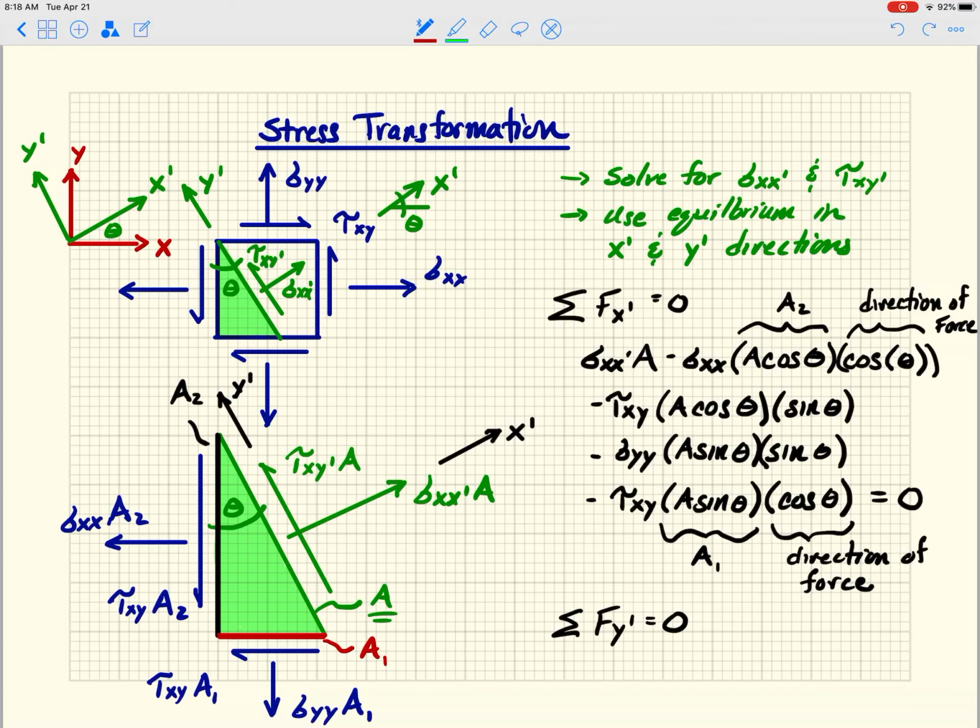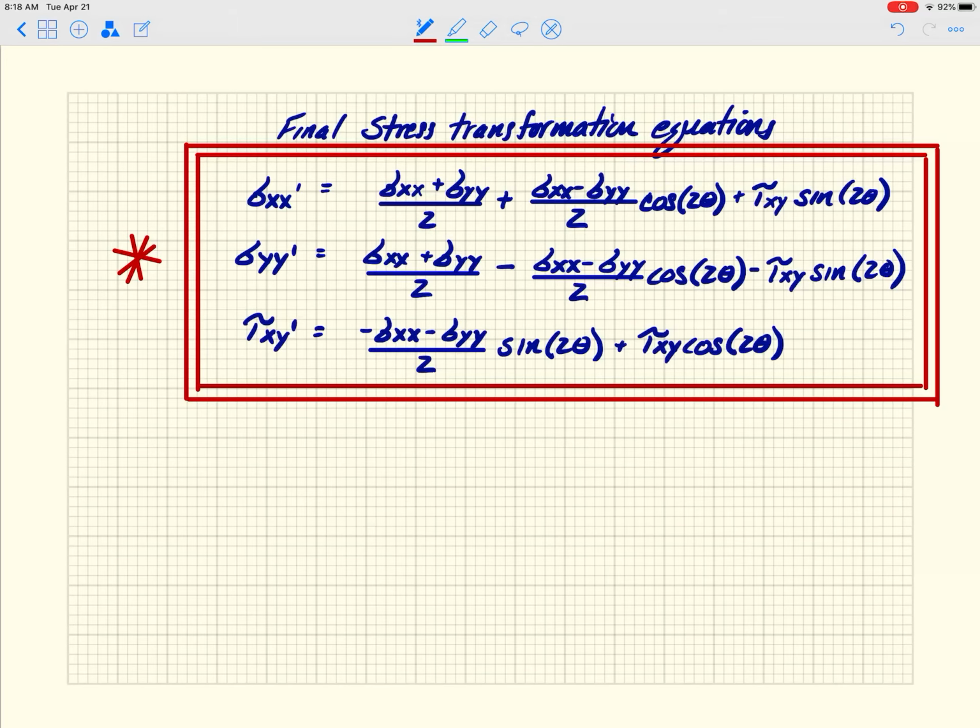So I start with our standard stress cube, and then I make a cut at a certain theta, right? And then I simply apply equilibrium. So I sum forces perpendicular to that cut, and then I sum forces parallel to that cut. And that gives me these expressions, right? I can also make a cut perpendicular to this, so it'll be theta plus 90 degrees, and that's how I can solve for my sigma yy prime. I'm not going to ask you to do it, but it is important that you understand where these expressions come from.